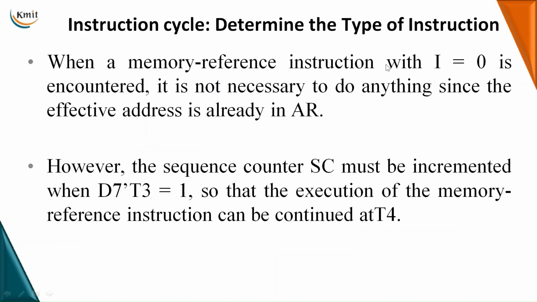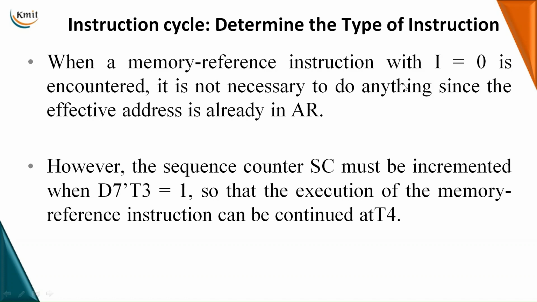Whenever it is a memory reference instruction, if the I bit is 0, which means it is a direct address, we need not do anything. The effective address is already in the address register, so it starts its execution. If the I bit is 1 in case of memory reference, it will get the effective address and then perform the execution of the particular instruction.